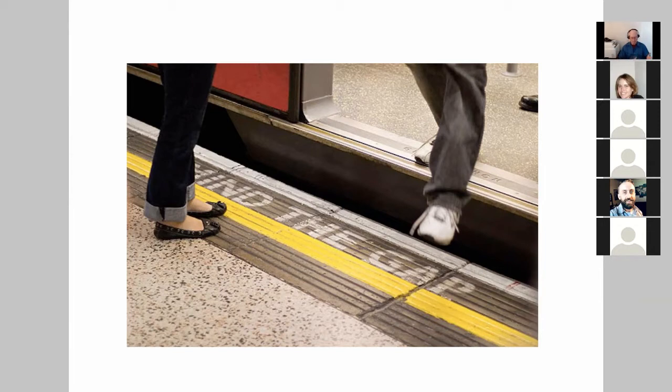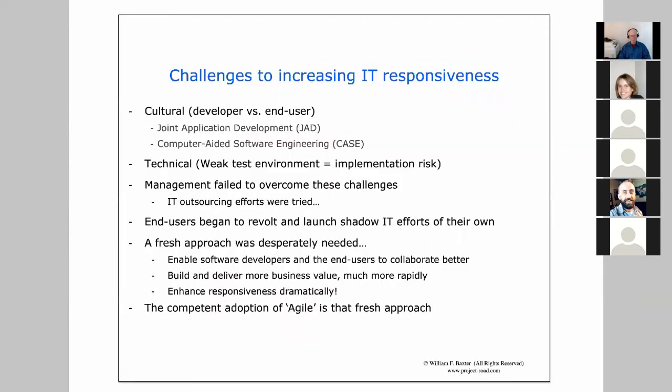And they seemed to be kind of elitist, technical know-it-alls, and they were culturally far apart from each other. And so this cultural gap was a huge dysfunctional dynamic. So you had all these challenges to improving IT responsiveness, the cultural challenges, and things like the JAD and the CASE tools that they tried just weren't enough. They weren't solving the problem.